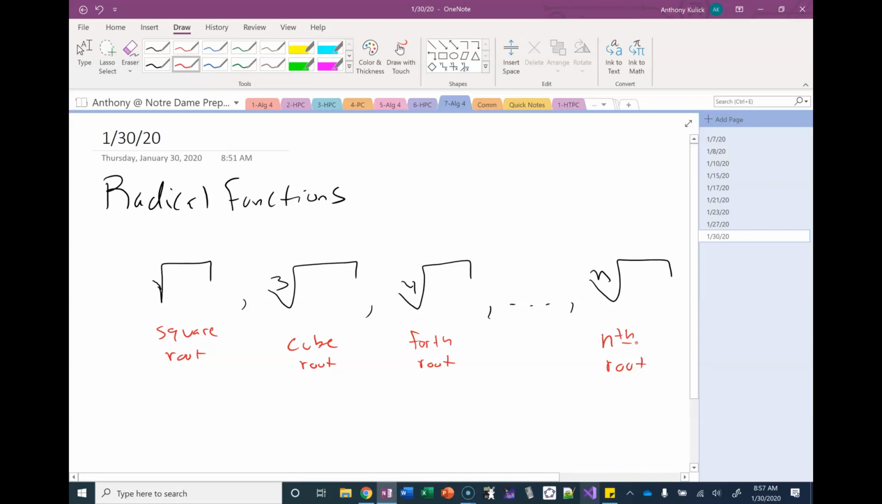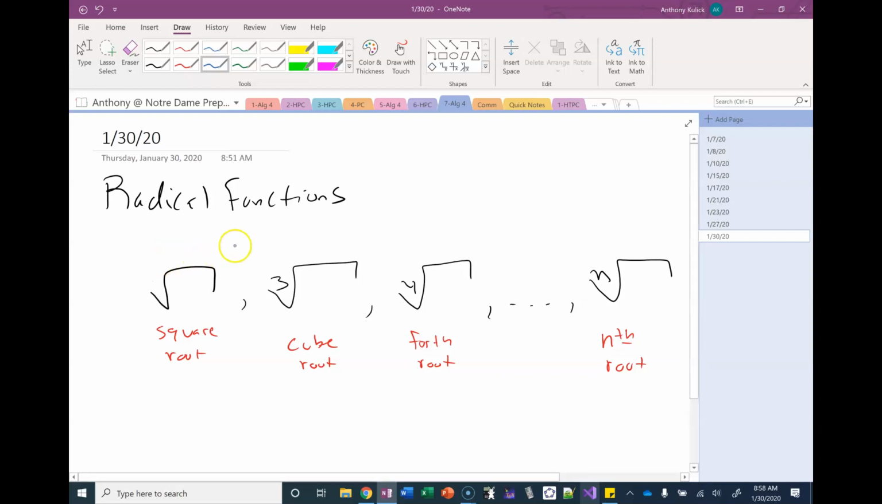So in this chapter, we're going to be studying how we deal with these radical functions. So what their properties are, how to graph them, how to solve equations involving them, simplify expressions involving them, amongst some other topics. But today we're going to start with a bunch of vocab, and then we're going to deal with some graphing.